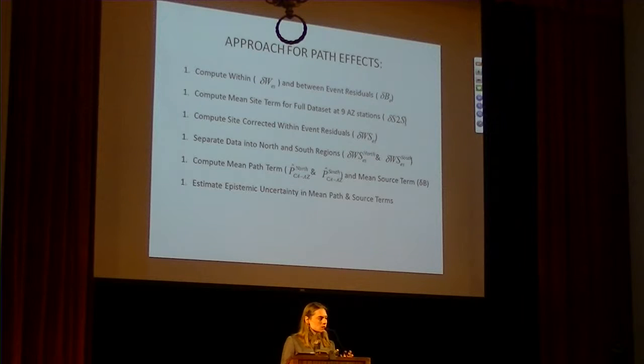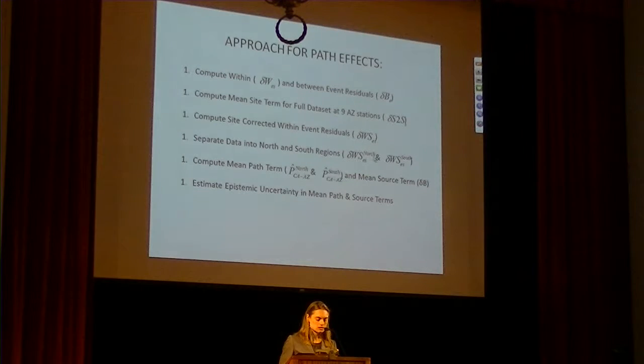And then after this, we're going to take those site-corrected within event residuals and separate them into the north region and the south region. And in this analysis, the way it was originally done, and we just followed it, the events in the transition area were included in the south. So you'll see more events in the southern region.